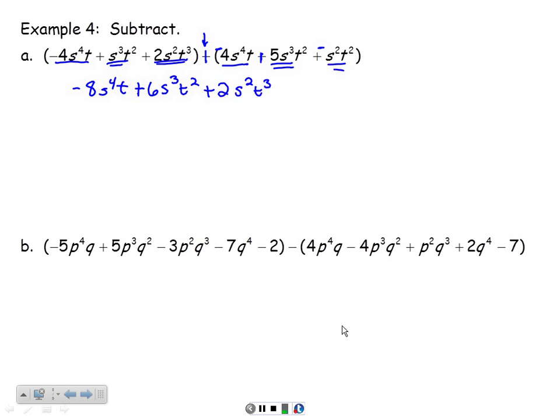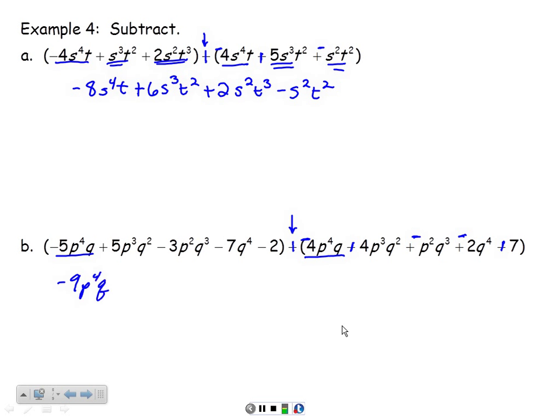And I have a negative 1s squared t squared. Okay, so for letter B, again, we are subtracting, so I'm going to cross the line and change the sign of every term that follows. And then I'm going to combine like terms, so I have negative 5p to the fourth q and negative 4p to the fourth q. So negative 5 and negative 4 is going to be negative 9p to the fourth q.